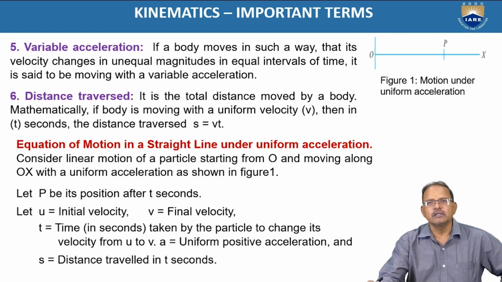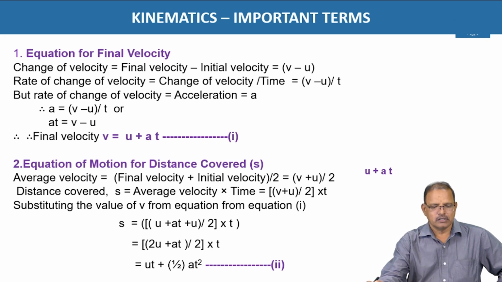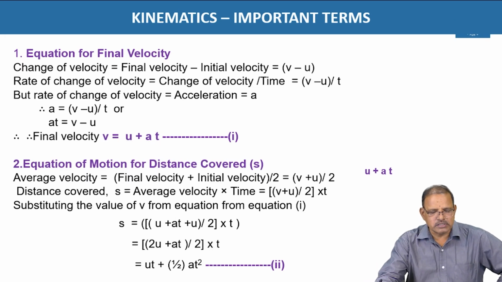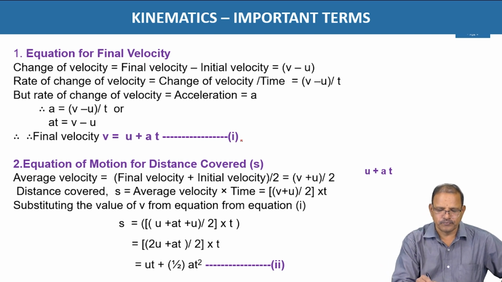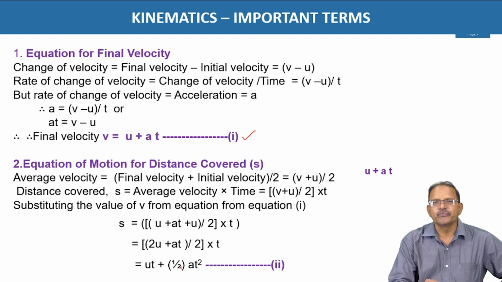Let P be the position of the body after t seconds, and u is representing the initial velocity, v is representing the final velocity. t means the time required to change its velocity from u to v, and s is the distance travelled in t seconds. So the equation for the final velocity is obtained by using v is equal to u plus at. Similarly, the equation of motion for distance covered can be obtained by using the relation s is equal to ut plus 1 by 2 at square.